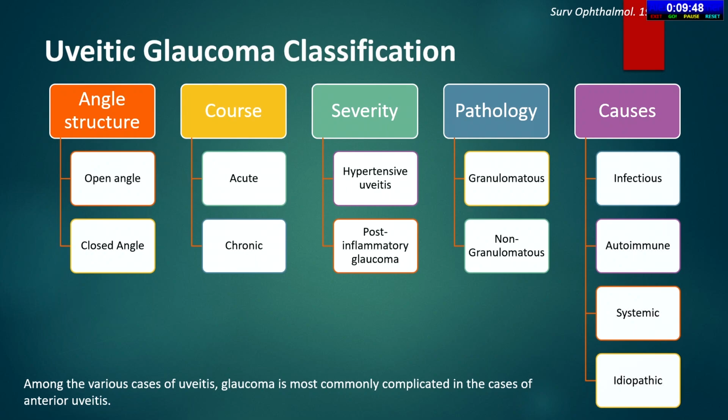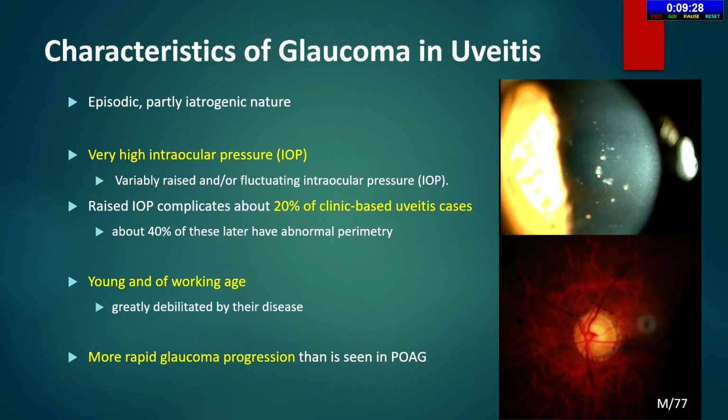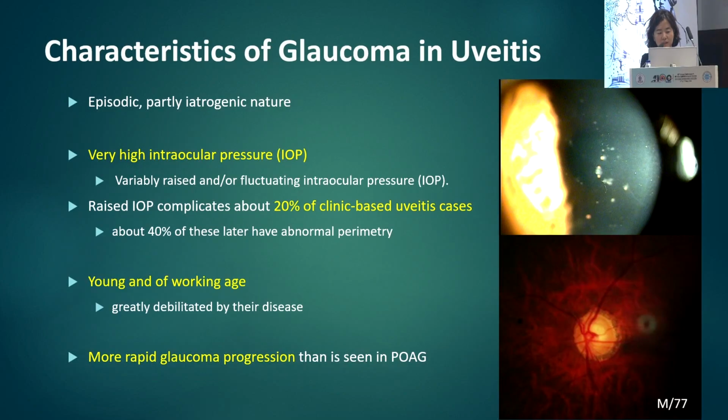Among the various kinds of uveitis, glaucoma is most commonly complicated in cases of anterior uveitis. In uveitic glaucoma, tissues other than the optic nerve head and angles are affected, including vitreous, retina, iris, cornea epithelium and corneal endothelium, according to its etiology. Glaucoma in uveitis has an episodic and partly iatrogenic nature, and it accompanies very high intraocular pressure.